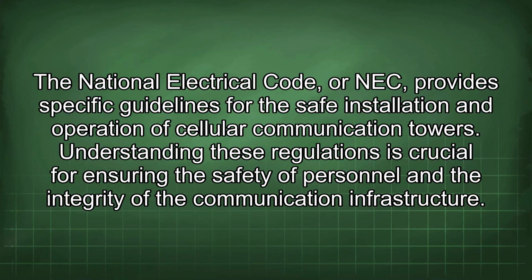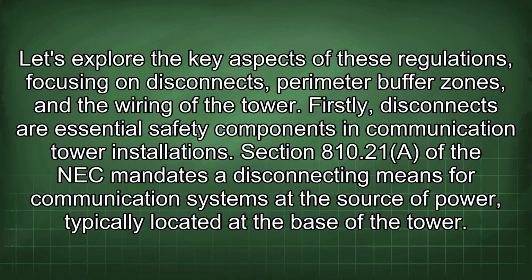The National Electrical Code, or NEC, provides specific guidelines for the safe installation and operation of cellular communication towers. Understanding these regulations is crucial for ensuring the safety of personnel and the integrity of the communication infrastructure. Let's explore the key aspects of these regulations, focusing on disconnects, perimeter buffer zones, and the wiring of the tower.